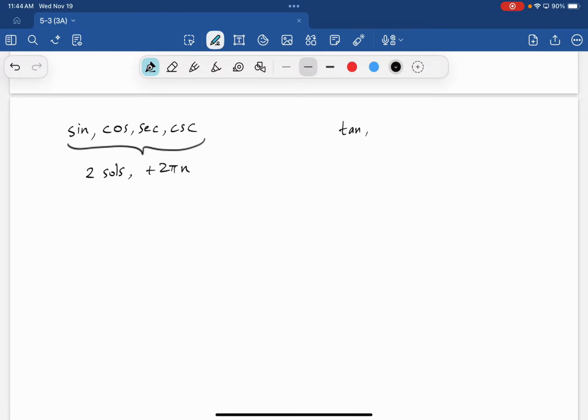However, for tangent and cotangent, what's the period for those? 1 pi. Yeah, just pi. And so for those, you're only going to have one solution. Only one solution, and all you need to do is add pi n, not 2 pi n.